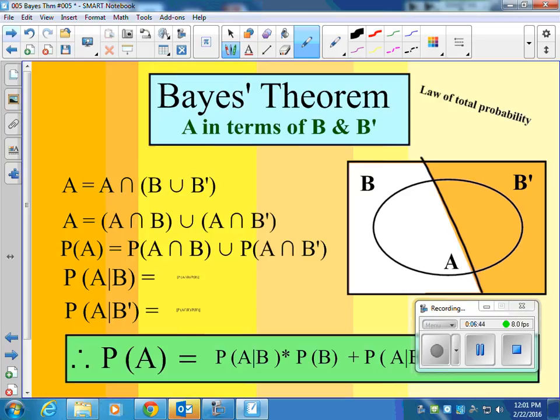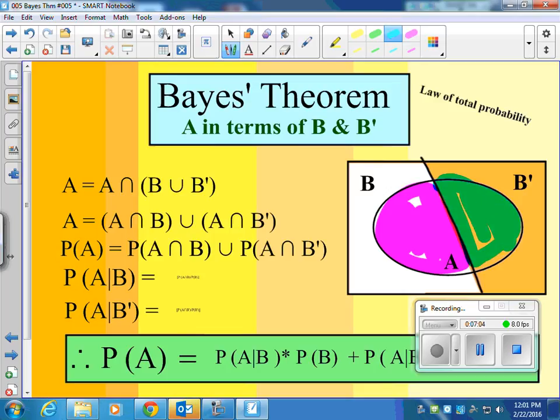So let's say we wanted to know the probability of A. So here's what we'll do. We want this part right here, this part, which is the intersection, okay, of A and B. What is this part out here? Intersection of A and what? Not B. All right, so we're looking good here. We've got A intersect B, A intersect not B, and the probabilities in the next step.